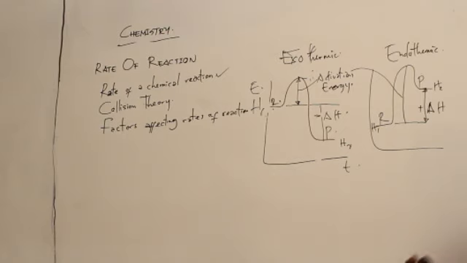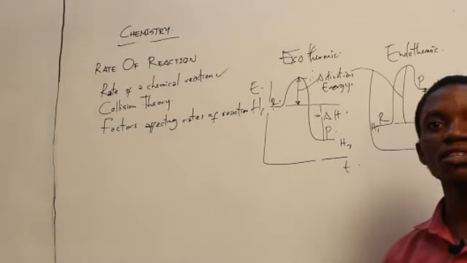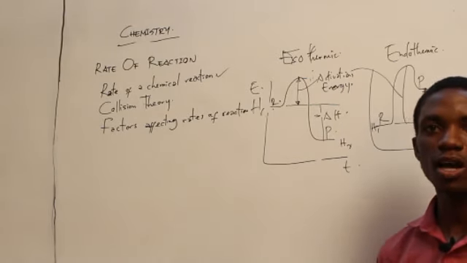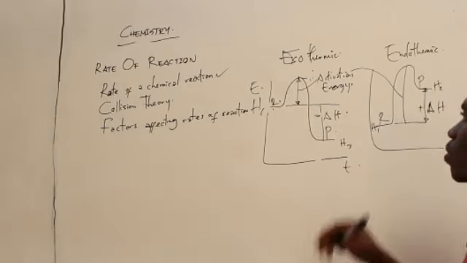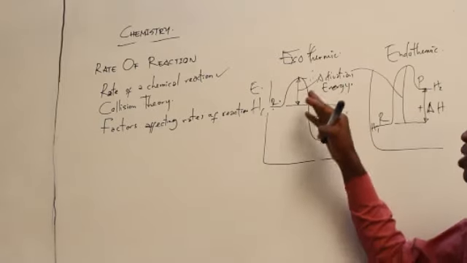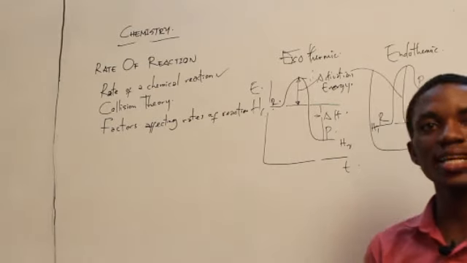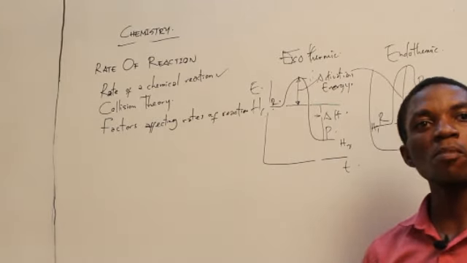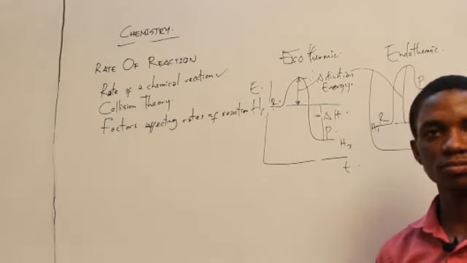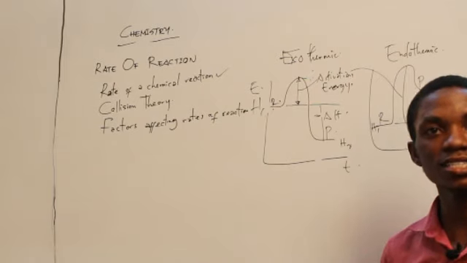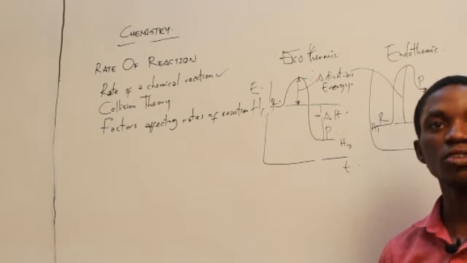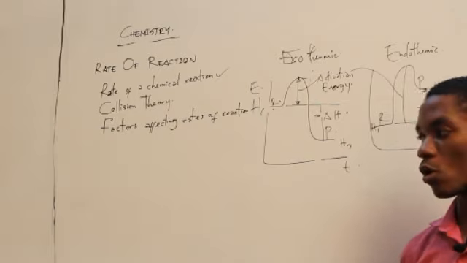So basically, this is what the collision theory proposes, that a certain amount of energy is required for every reaction to occur. The amount of energy required is what is known as the activation energy. If you can get up to that energy, fine. If you can get more than that energy, good. But you must attain at least that particular energy for the chemical reaction to occur.